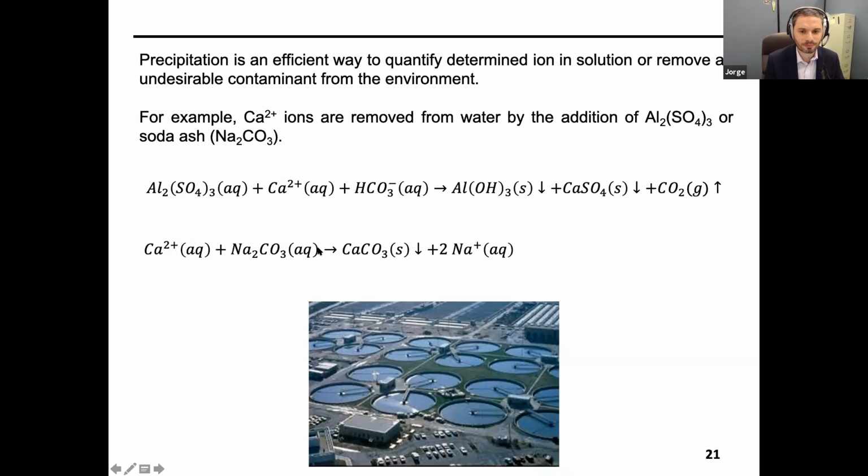And the same principle applies when you have sodium carbonate. This calcium 2+ will combine with carbonate and release sodium plus and form calcium carbonate, which is insoluble as well, and this can be filtered out. So that's the process that's used in water purification to remove calcium 2+ ions, for example.